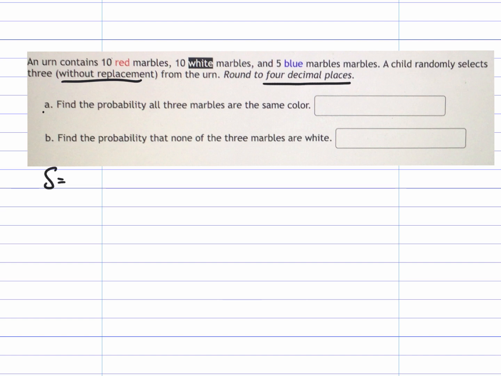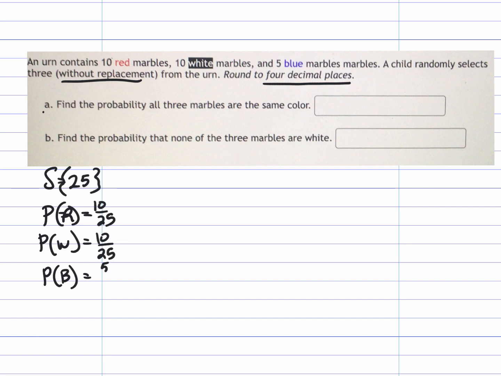In this example, we have a sample space of 25. The probability of red is 10 out of 25. The probability of white equals 10 out of 25. The probability of blue equals 5 out of 25. So the probability that all 3 marbles are the same color, and this is without replacement, so each time we're reducing the sample size and the number of favorable outcomes. And so we have a pretty big problem here.